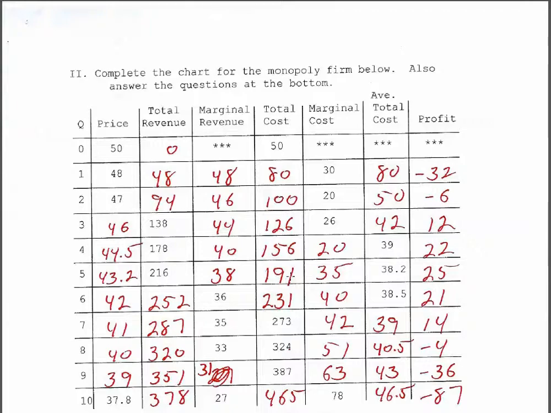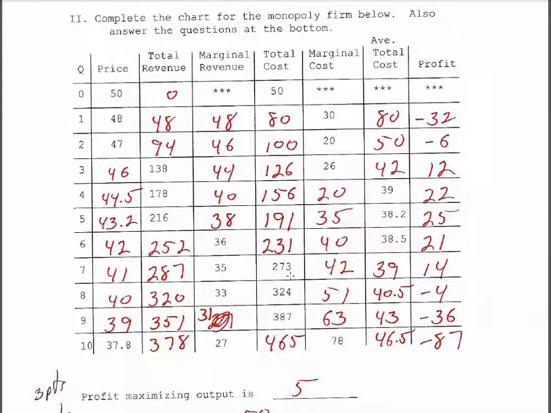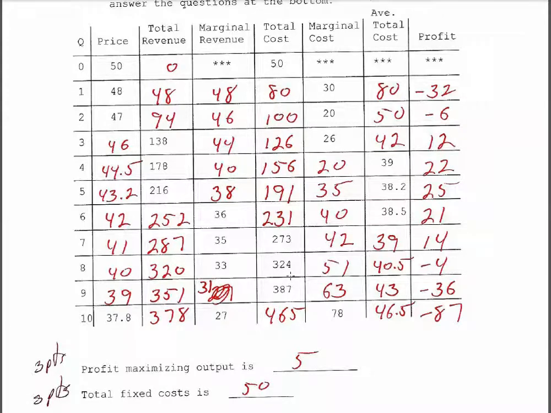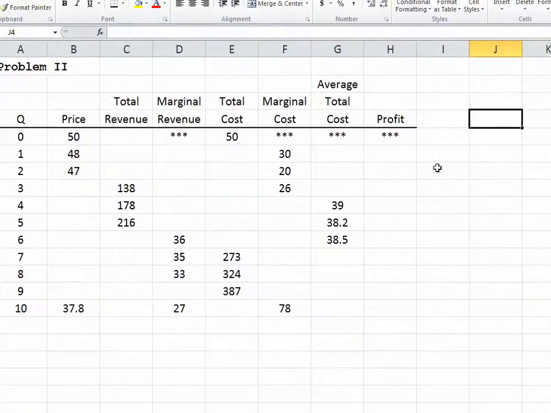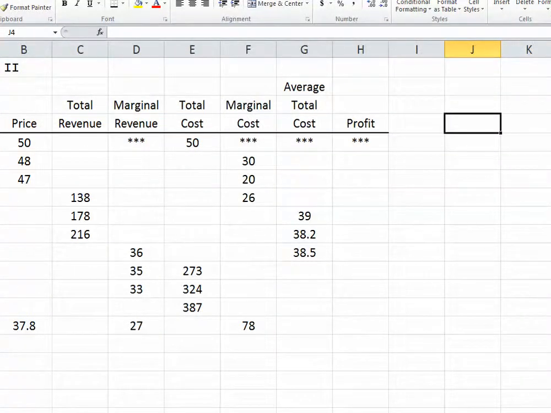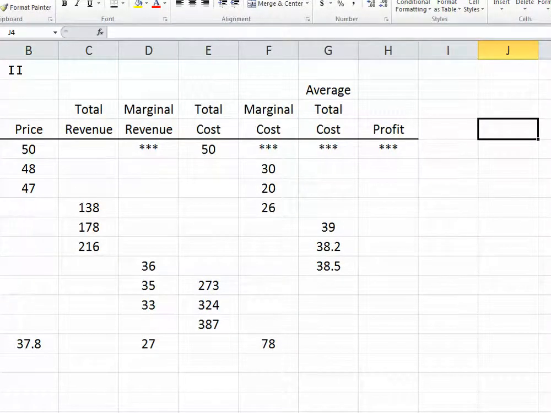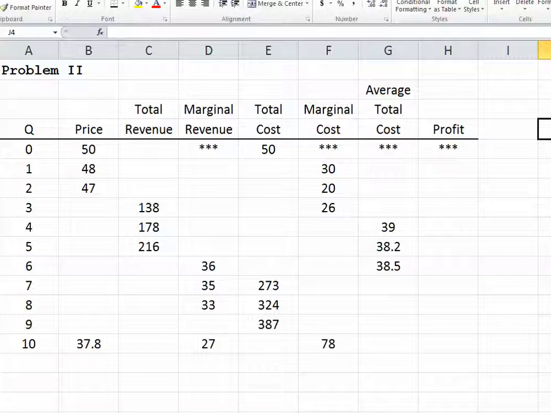Alright, Roman numeral 2. Here are the answers for the fill in the missing data, but I thought it might be better to just go ahead and work it out in Excel. So here it is in Excel. Let me see if I can make it a little bigger for you. That's about as big as I can make it. Okay, so here we go.